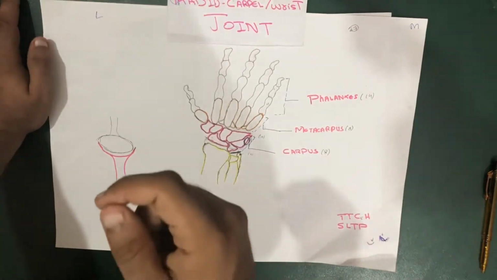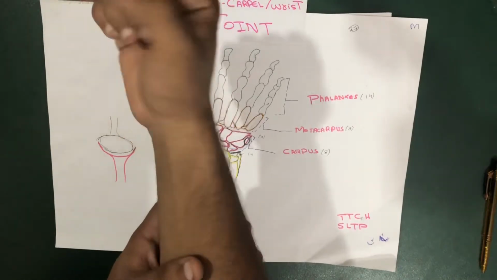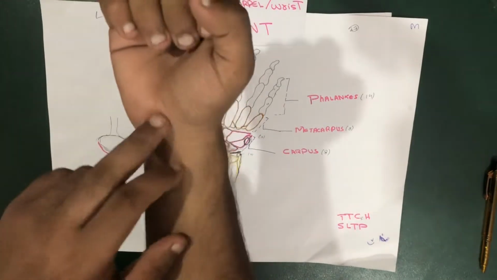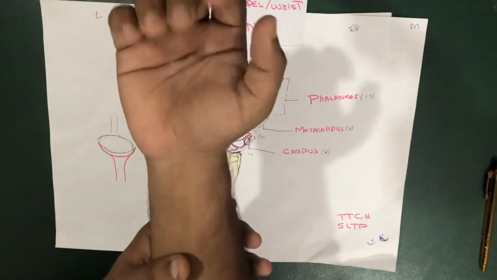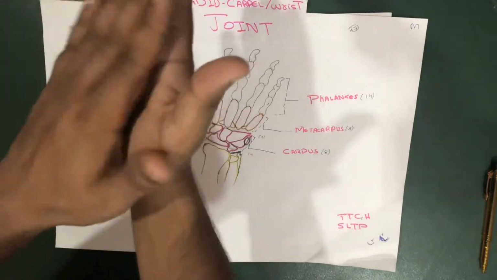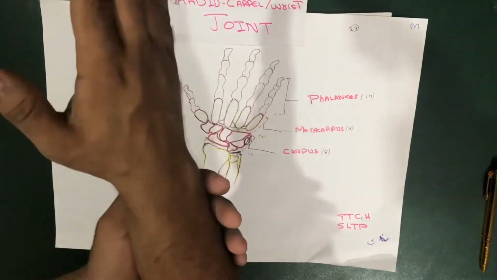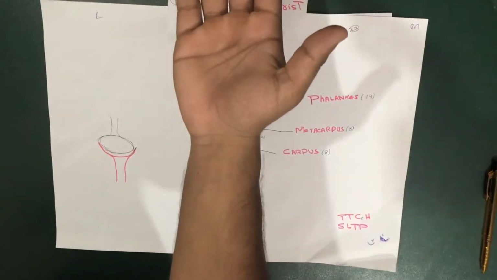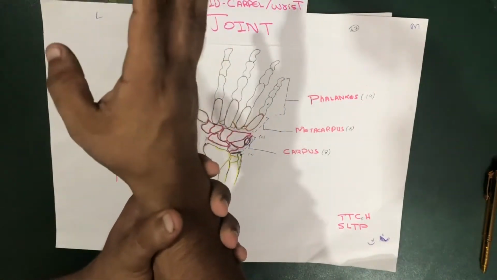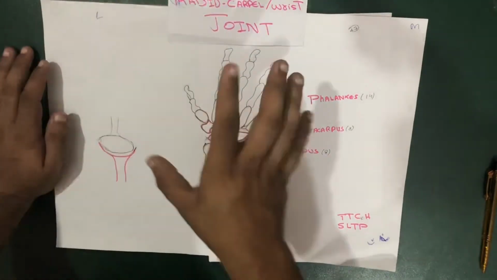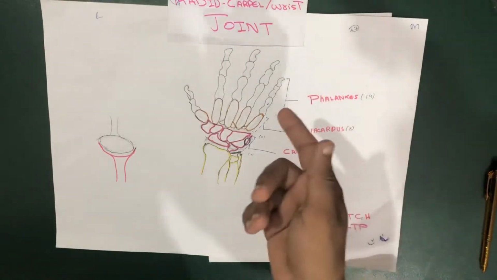But if they ask you, if rotation is not possible, why is this movement possible, you will simply say it's because of supination and pronation. Supination means bringing the palmar side upward, and pronation means bringing the palmar side downward. This is only possible because of the bones of the radius and ulna. It's not rotation of the wrist joint. So this is all about the movements of the wrist joint, or you can say the radiocarpal joint.